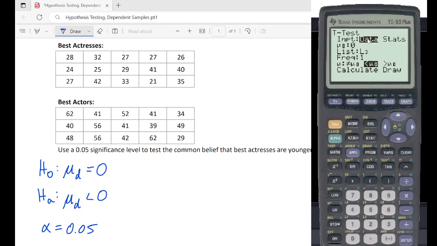And again, we have data, no statistics. Our mean is 0 because that's what it is right here for the hypothesis. The list should be L3. If it's not, just second and 3 to give you L3, frequency 1, and then the alternate hypothesis symbol, which is less than. So we're going to use less than. And then down to Calculate. It'll think about it and give us the test statistic, t, and the p-value, which is 1.6, which cannot be. So that means we need to look down and see that it is e to the -4th, which means we're going to move the decimal place over 1, 2, 3, 4 spots. So it'll end up being 0.0002.